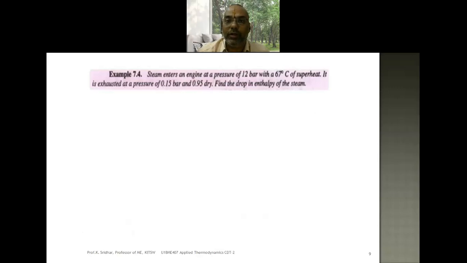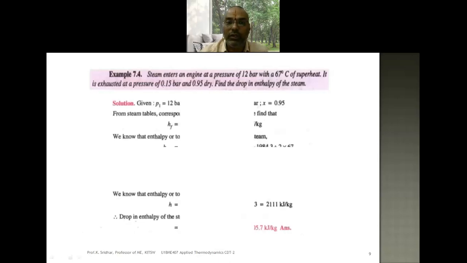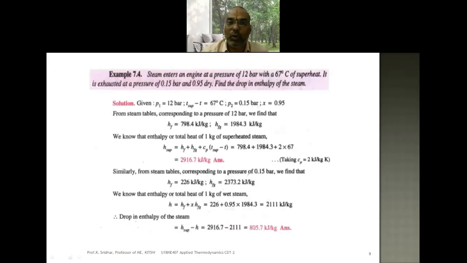So here in the second problem, he is asking about the drop in the enthalpy of the steam. He has given 12 bar pressure, the degree of superheat as 67 degrees centigrade, and at the pressure P2 equivalent to 0.15 bar, the dryness fraction value is given as 0.95. So first of all, at 12 bar from the steam tables you find out the value of hf, hfg as well as hg. And he has clearly given that it is a superheated steam.